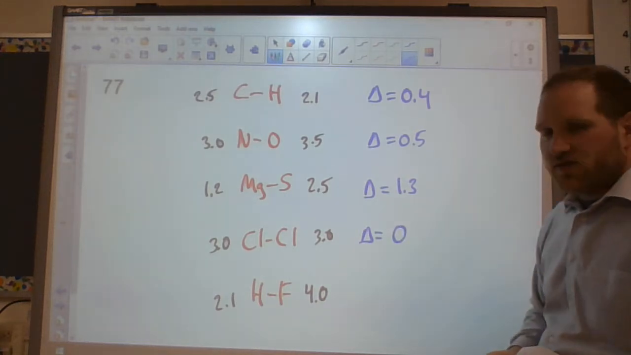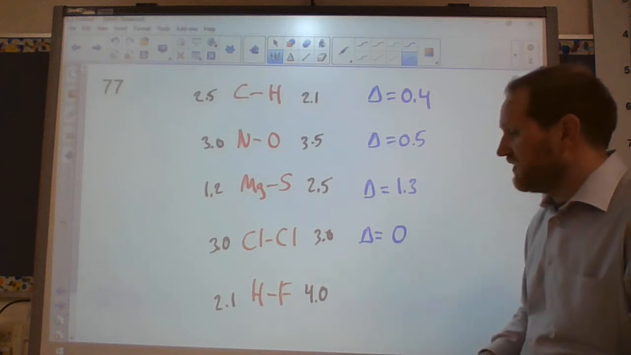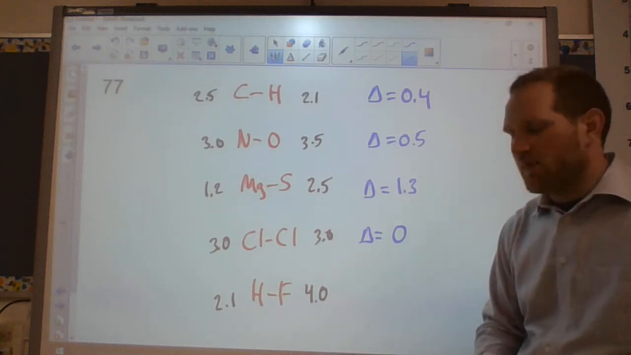3.0, 3.0, there is no difference there. So that's going to give us a nonpolar covalent. In fact, we can even call this a perfectly nonpolar covalent bond. This would be like a chlorine gas molecule.